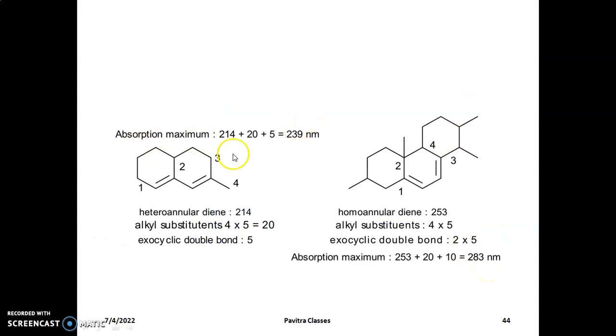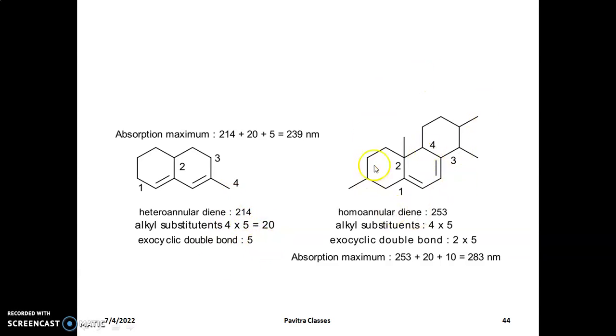This is the general 214 or 215, the heteroannular diene 215 or 214. Here 1, 2, 3, 4 groups are there. Alkyl substituents, 4 into 5: each alkyl substituent is 5, so 20 nanometers. One exocyclic bond is there, 5. So 214 plus 20 plus 5; by adding all this, 239 nanometers.